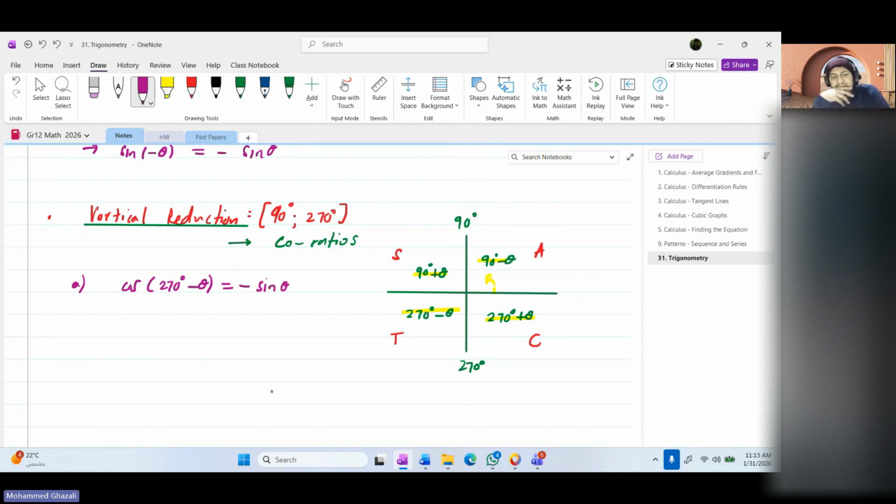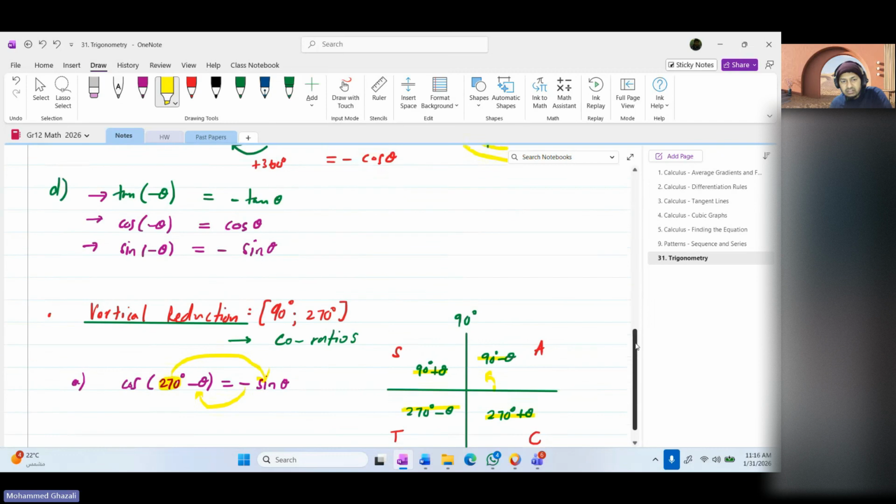Are we good? Where's 270 minus theta? It's in the third quadrant. In the third quadrant, only tan is positive. So in other words, cos is negative, right? This negative here is coming from the quadrant. And the sine is coming from the 270. You have to change it because of the 270, right? Change the co-ratio.